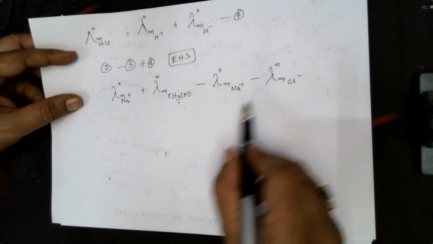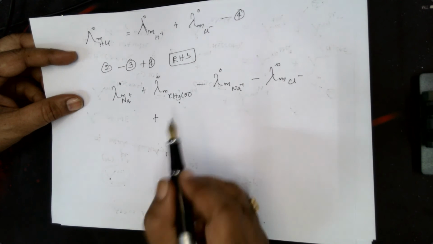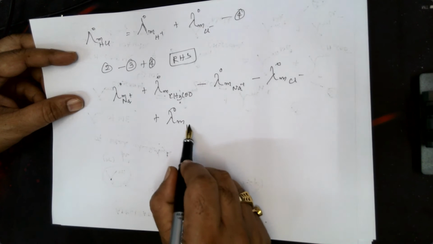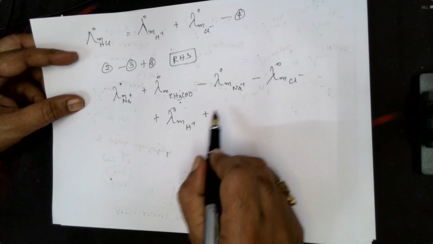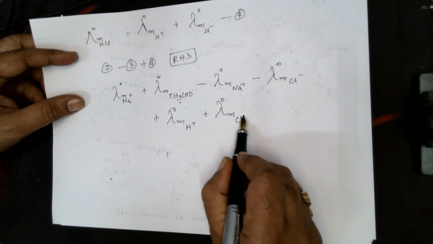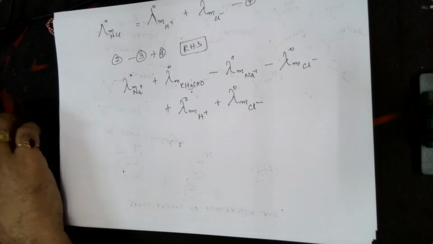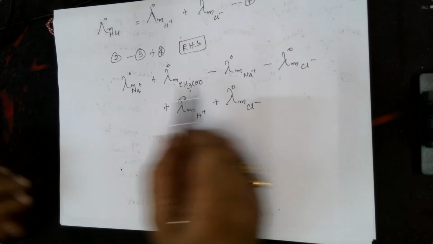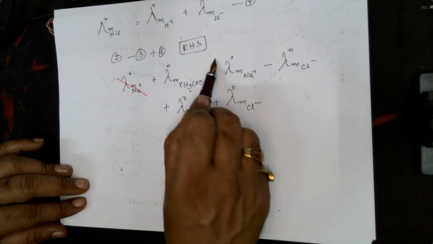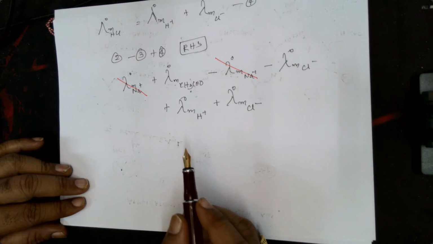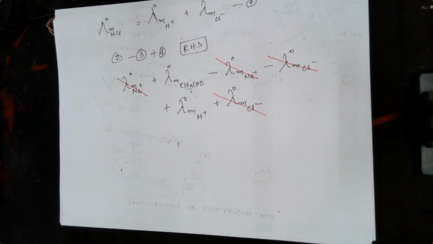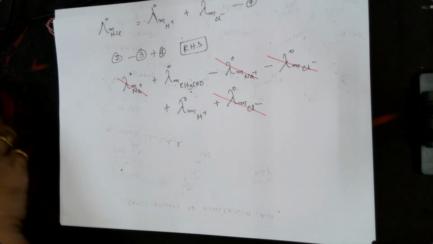Then add the fourth one. Add 4. So H plus, Cl minus. Okay, now what can you do? Now we are adding this. So Na plus and minus Na plus cancel. Then minus Cl minus and plus Cl minus cancel. Okay, now we can add this.